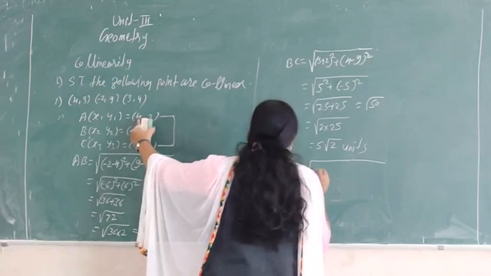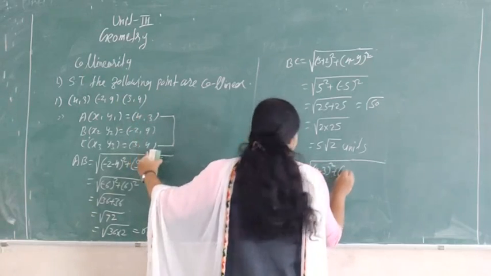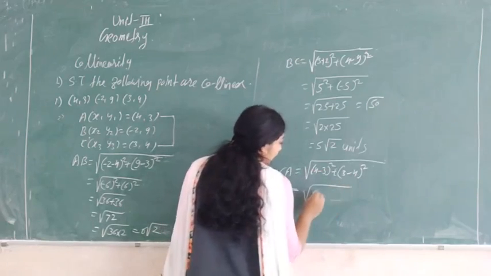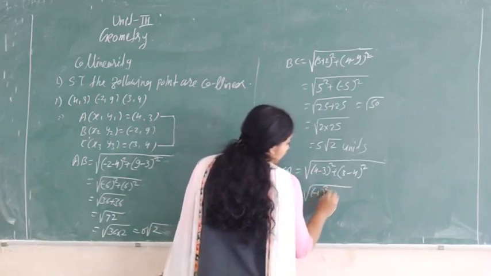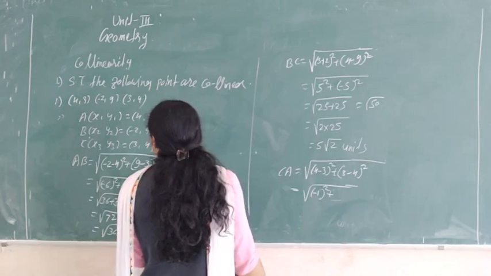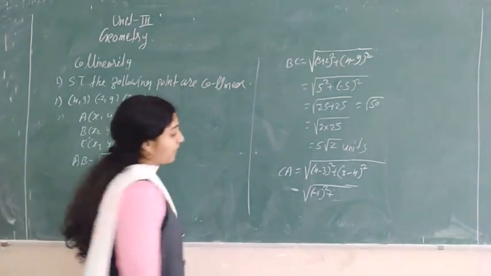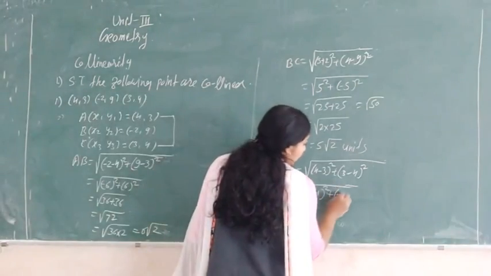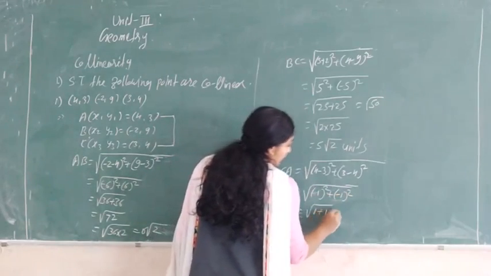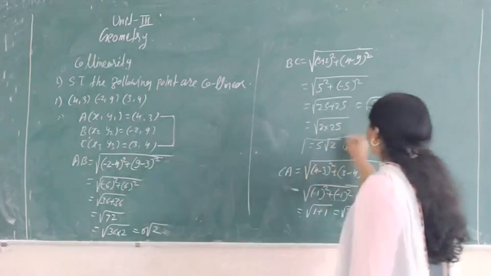So here we have 4 minus 3 whole square plus 3 minus 4 whole square. So 4 minus 3 is 1, whole square, plus 3 minus 4 is minus 1 whole square. So you will get 1 plus 1, which is nothing but root 2 units.